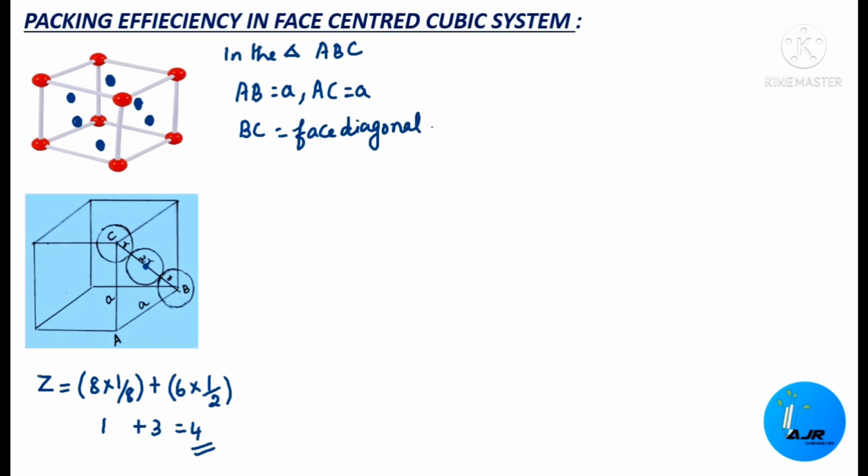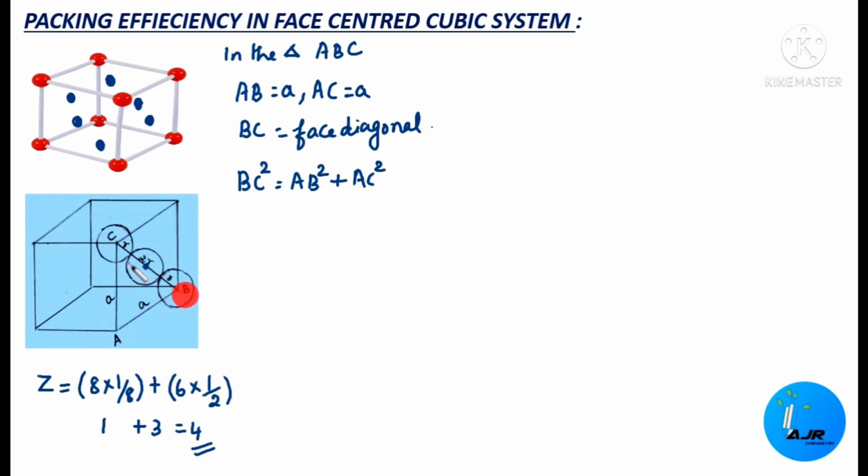Now, according to Pythagoras theorem, BC square is equal to AC square plus AB square. Am I right? See, this is the hypotenuse, right? So this is equal to AB square plus AC square. So based on Pythagoras theorem, BC square is equal to AB square plus AC square. Understood, students?